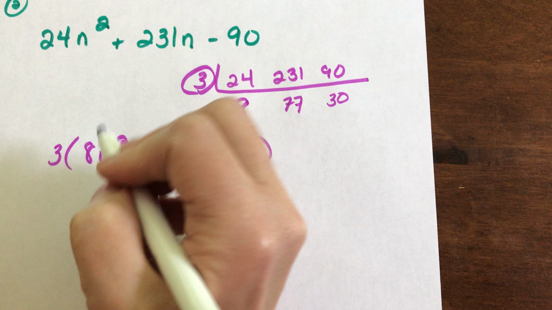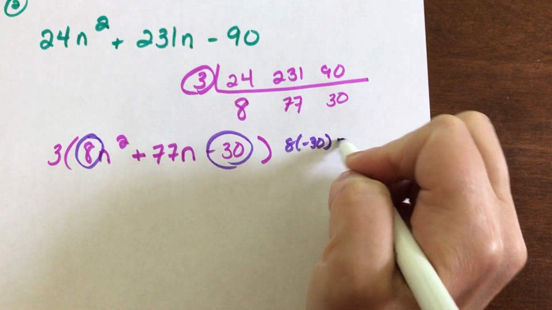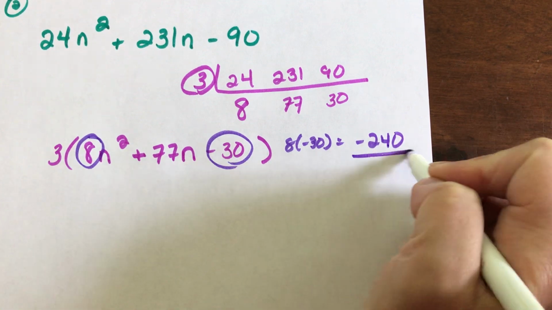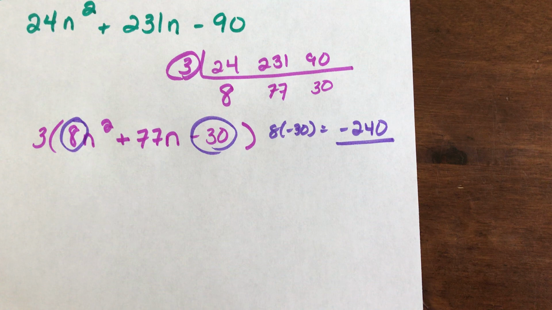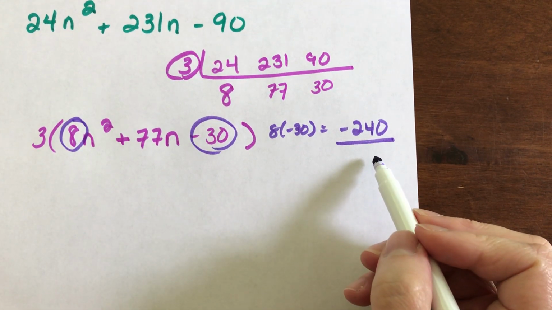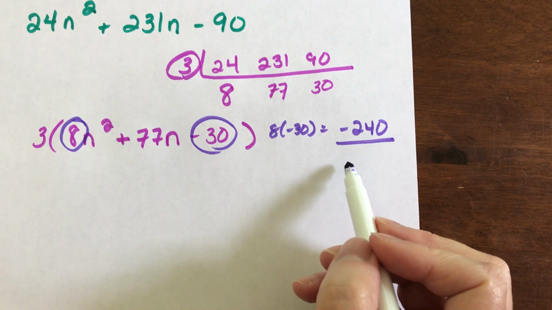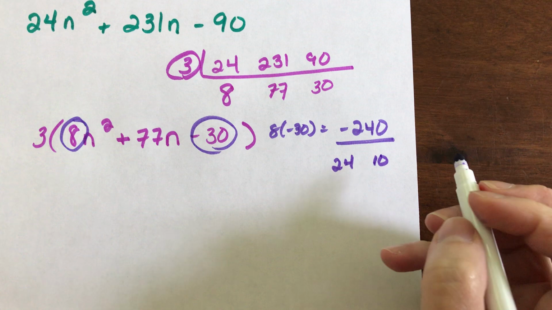So what I need to do now is multiply 8 and negative 30. And that's going to be negative 240. Okay. Now I got to come up with factors of negative 240 that equals 77. So we know one's got to be positive, one's got to be negative. The bigger one's going to have to be positive. So 24 and 10 are definitely not going to work.